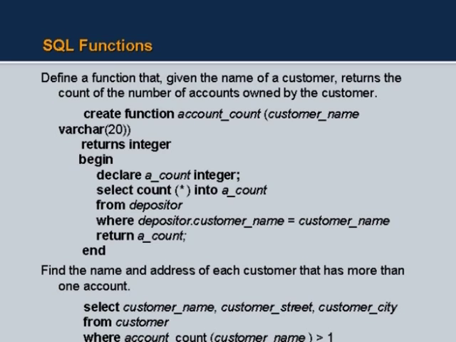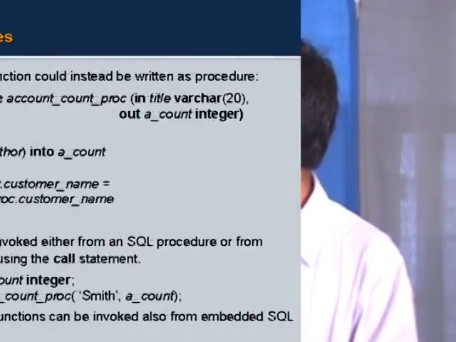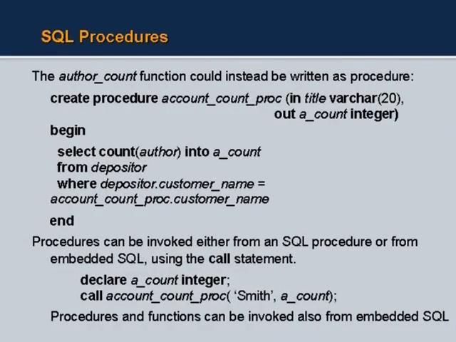You could do count star here. So let me just correct that. Okay. Count star into this. This should have been customer name instead of title. Note here that we are saying account count proc dot customer name. That's the name of the procedure.